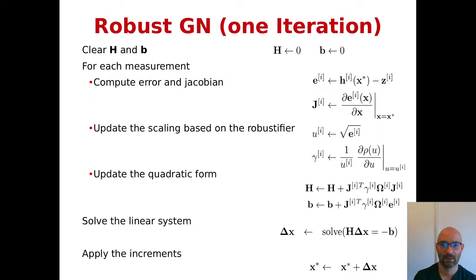Okay? No, u is the square root of the norm of e squared. It should be just in bars. This should be just bar, bar, bar, bar. Well, we're done. This is all what you need to do to implement a robustified cost function.